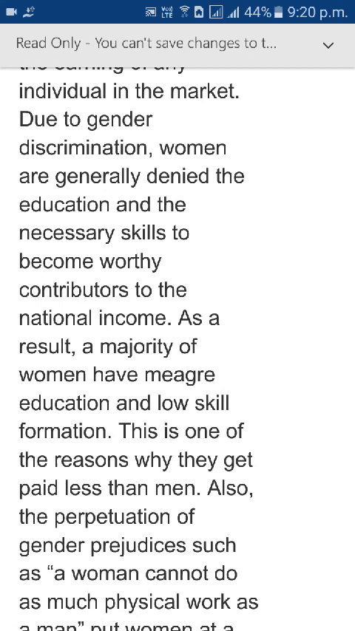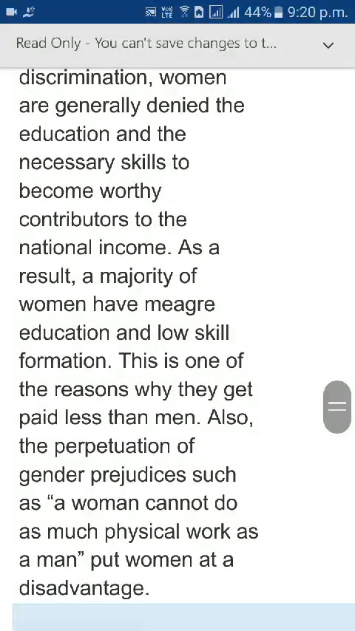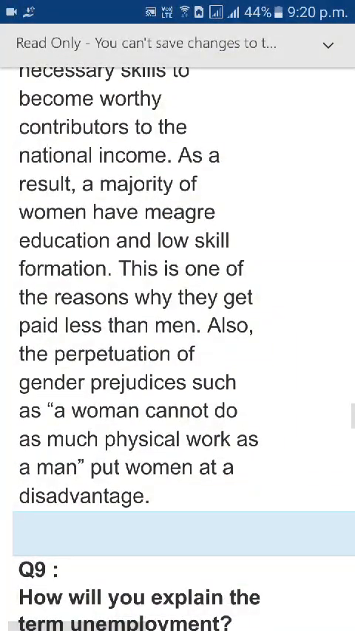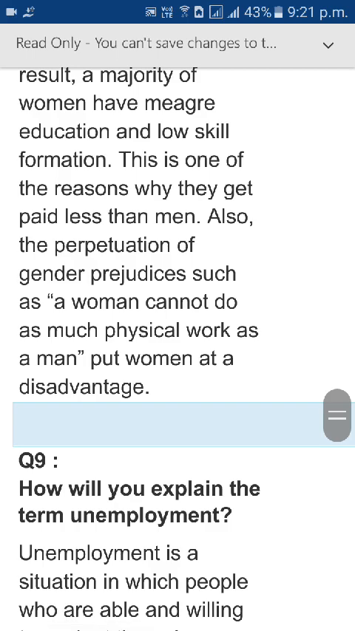less education and low skill formation. This is one of the reasons why they get paid less than men. Also, the perpetuation of gender prejudice, such as women cannot do as much physical work as a man, puts women at a disadvantage.